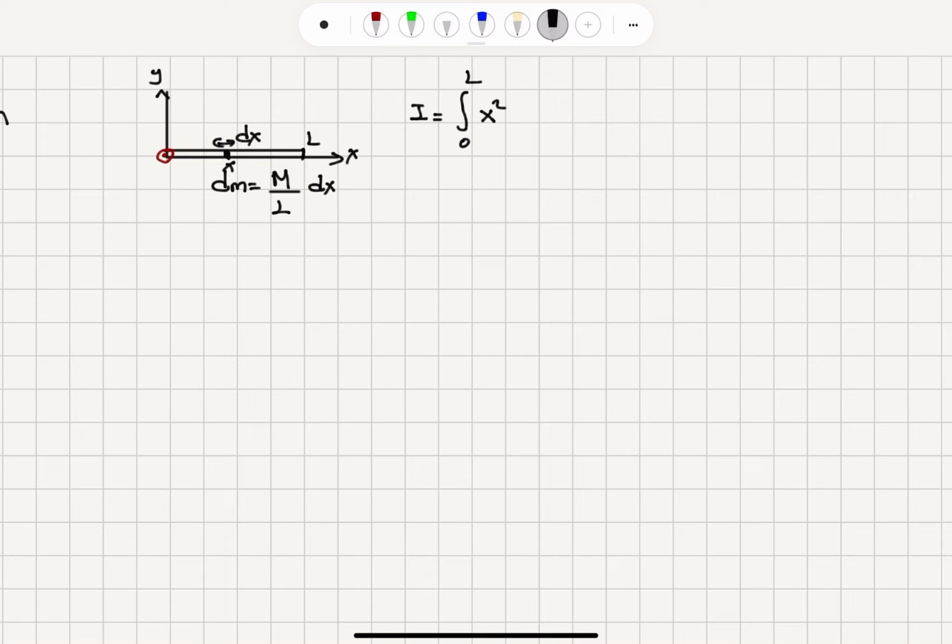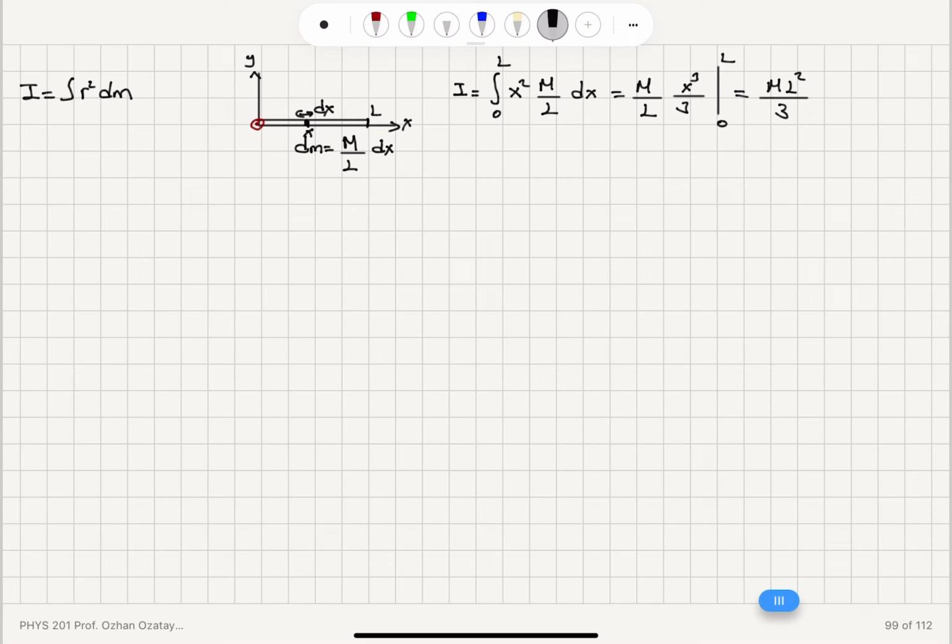For dm, I substitute capital M over capital L dx. So this gives me capital M over capital L, x cubed over 3, evaluated between 0 and capital L. So I find the moment of inertia to be capital M L squared over 3. So that's for rotations about the endpoint.